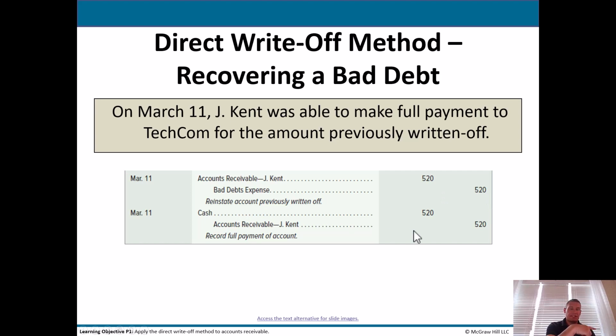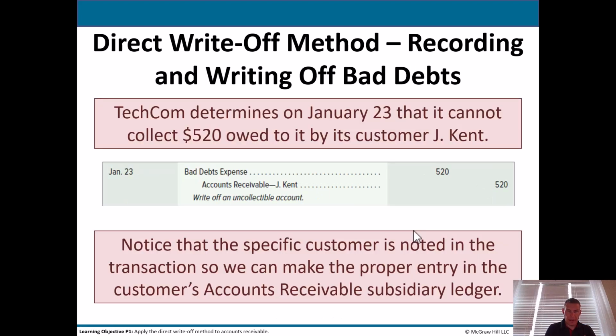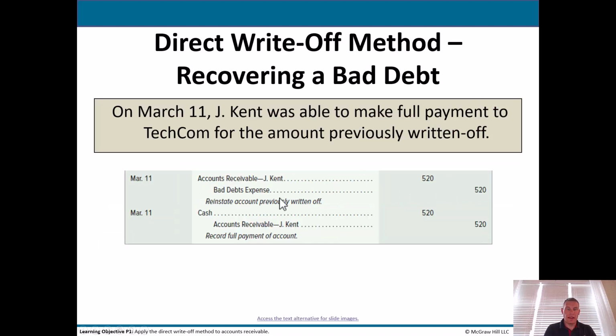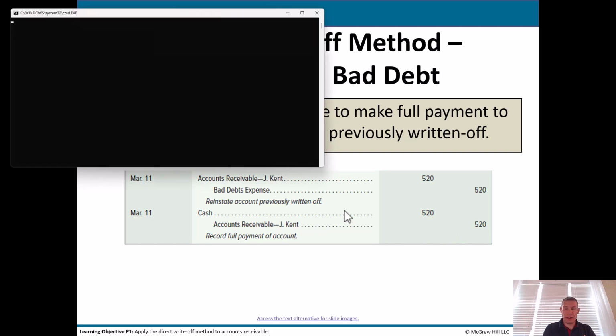If you go back and look at the last journal entry, let me just go back. Look at what we have here. Debit 520 to bad debts expense, credit to the accounts receivable. If you look at the first entry here, it's just the reverse. We're just switching it because we're reinstating that accounts receivable that we had removed. Once it's been reinstated, we can immediately take care of it. So we're going to debit or increase cash for 520, and we're going to credit or decrease accounts receivable to recognize that we got paid.